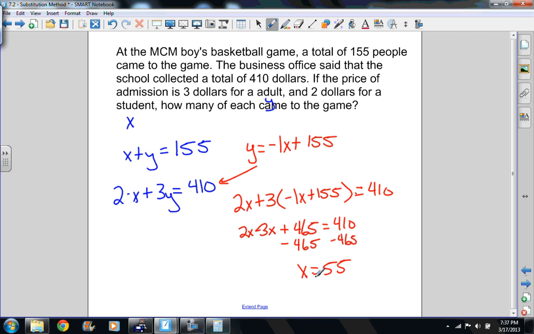I skipped a step there for you. So that means 55 students. Well, if there are 55 students, that means the y has to be 100 adults. Now, if you did this by trial and error, that's fine too, but I'm sure my way was quicker.